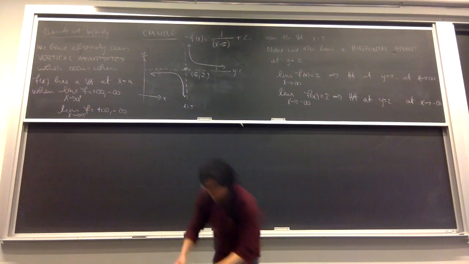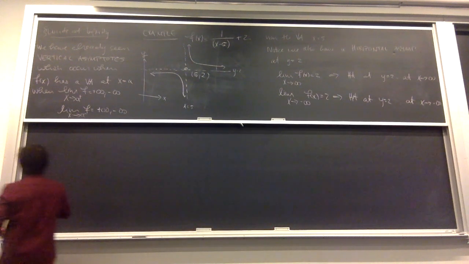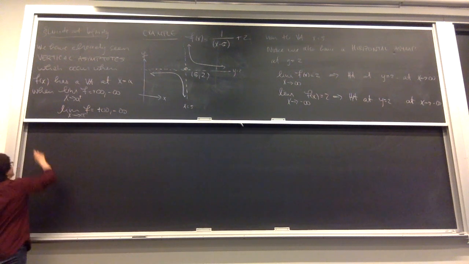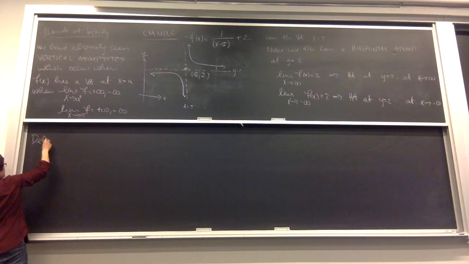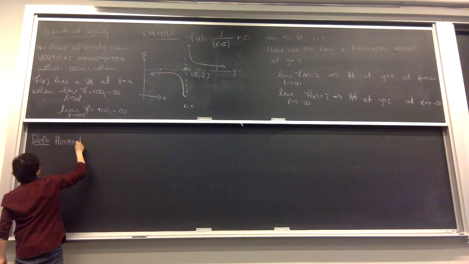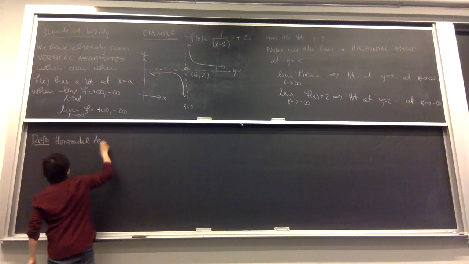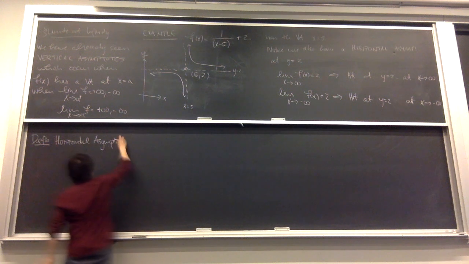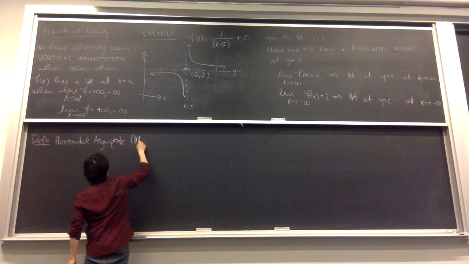Okay, so now we have to think about how to convert this to a definition that we can use. That's sort of less hand-wavy. So what's the definition of a horizontal asymptote? Which I'm just going to abbreviate to HA.